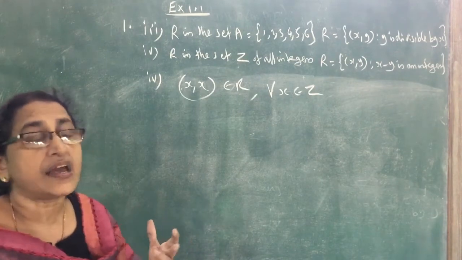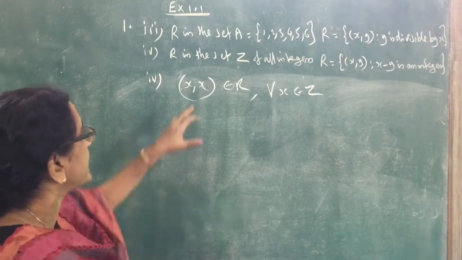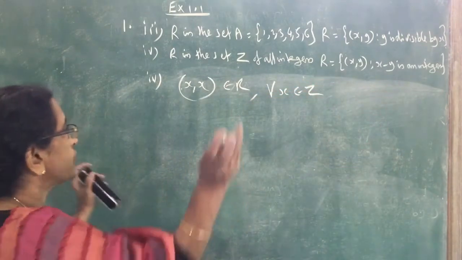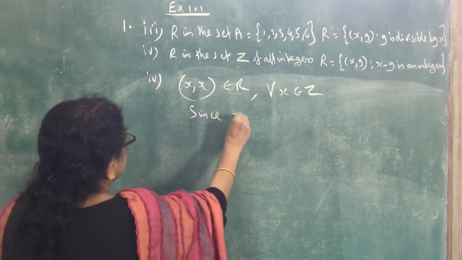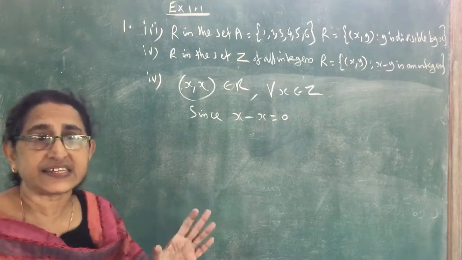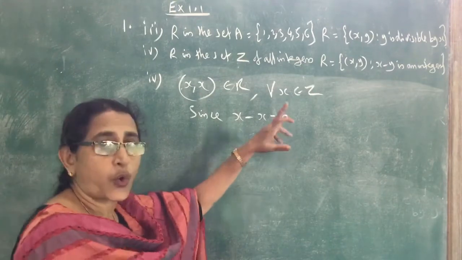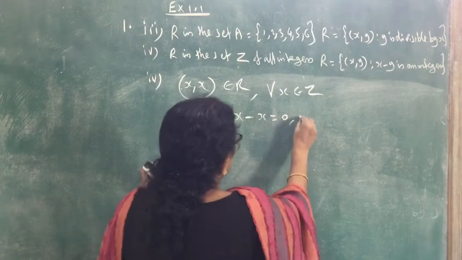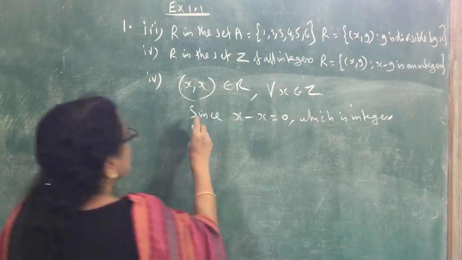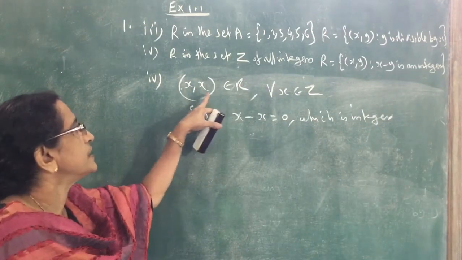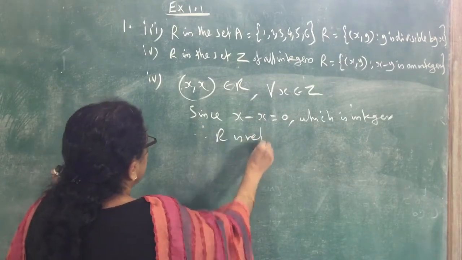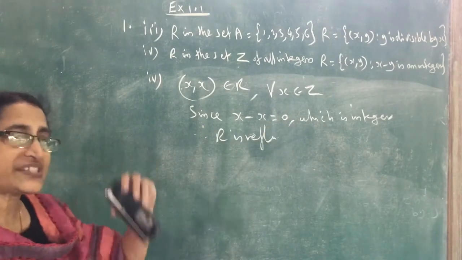Why can we say that? Because what is the condition for (x, x) to be in R? That x minus x is an integer. That is the condition. So as the reason we can write: since x minus x equals 0 for any integer x, which is an integer, therefore (x, x) belongs to R for every x belongs to Z. Therefore, R is reflexive. Now, check the symmetric property.